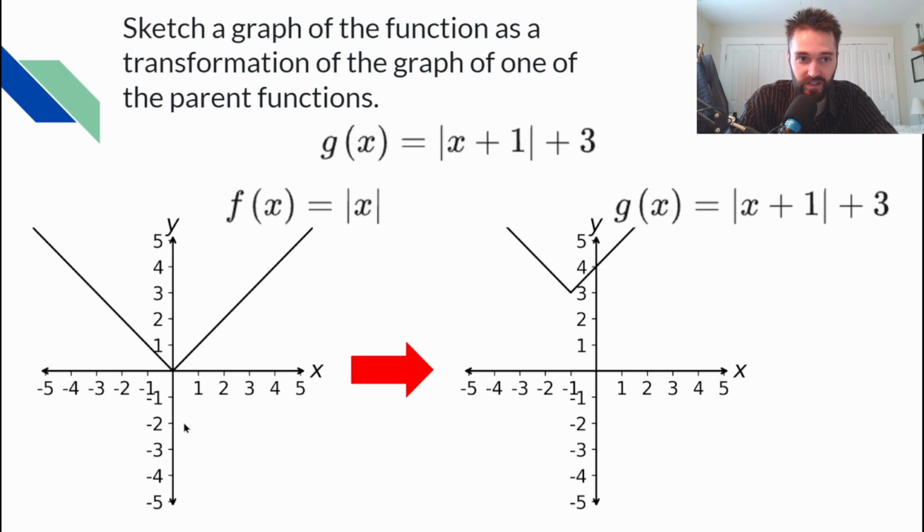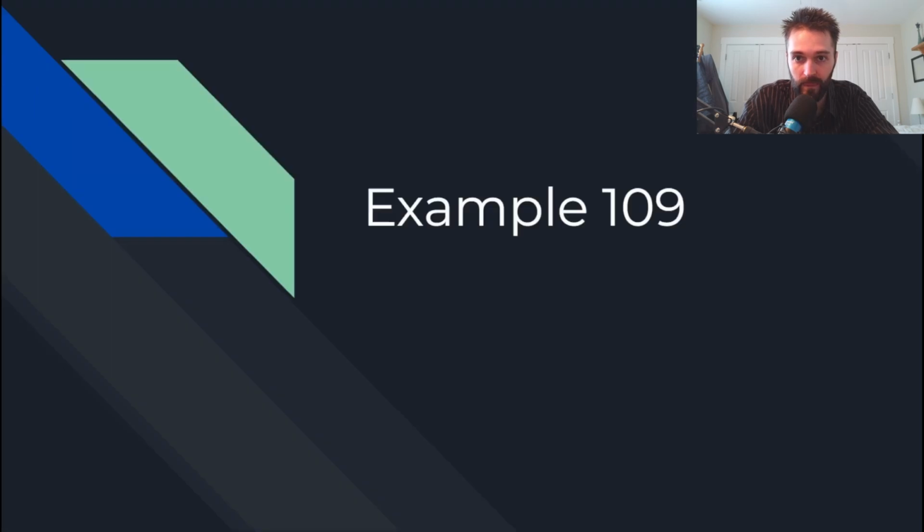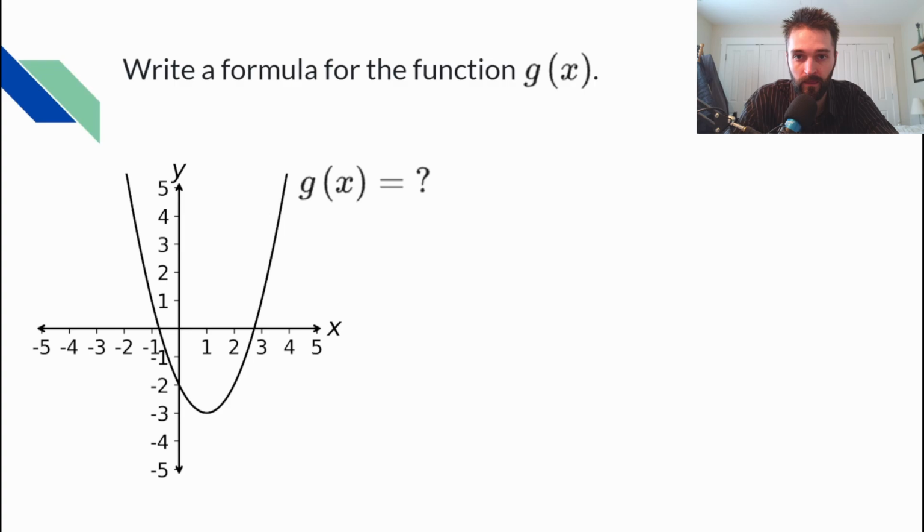So take a look at this curve, right? What we've done is we've shifted the whole thing 1 unit to the left and up 3 units. All right? So this is the graph that I'm looking for. All right? Let's move on to the next example.